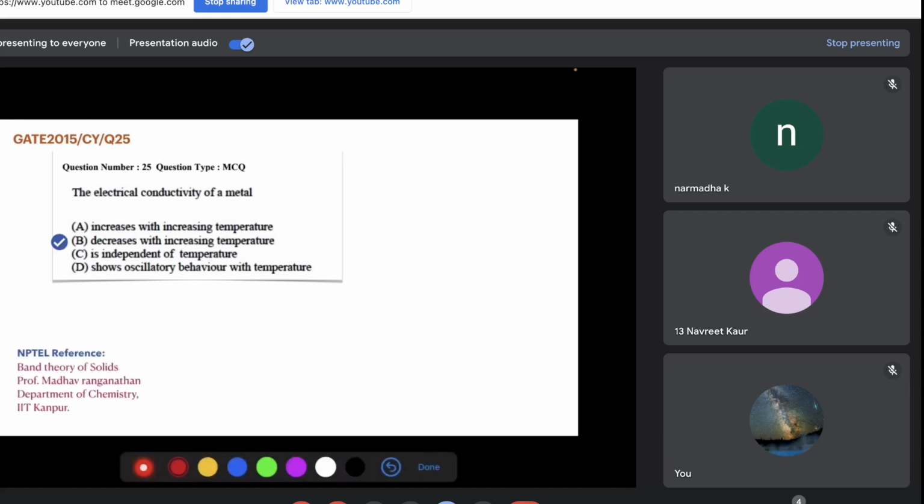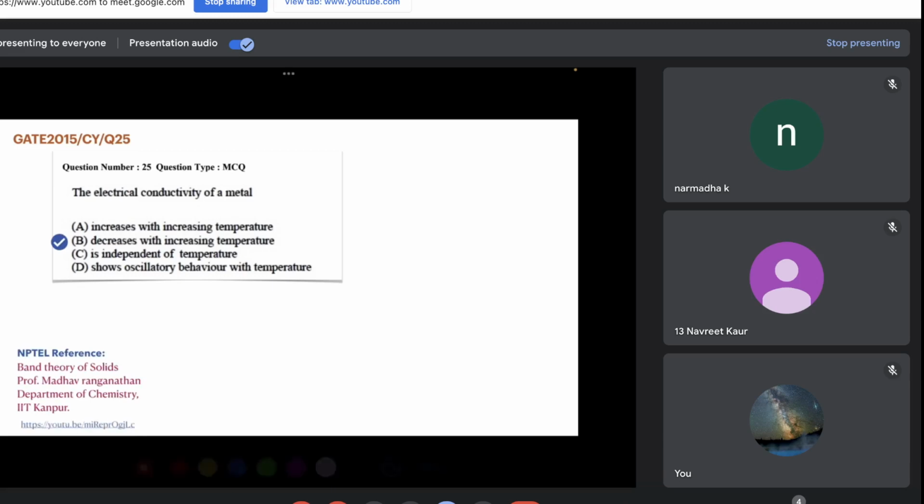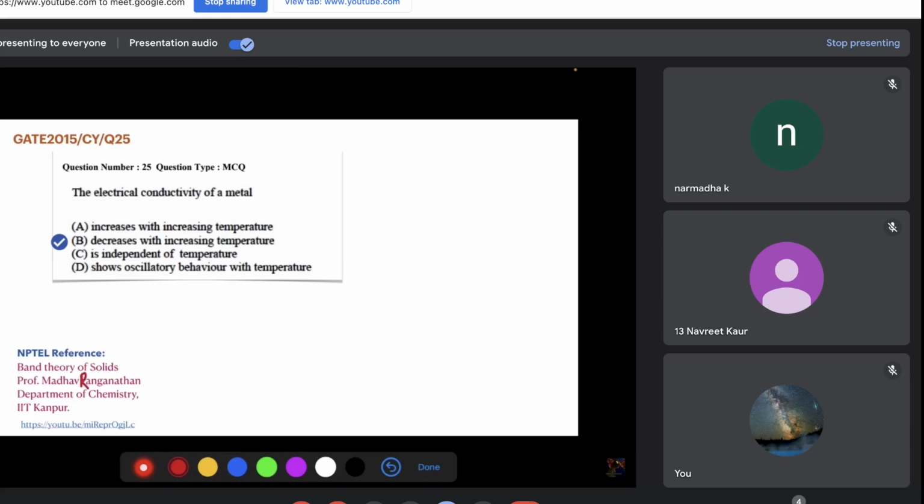So here is the NPTEL reference. I will recommend you to go through Band Theory of Solids by Professor Madhav Ranganathan, Department of Chemistry, IIT Kanpur. The link is given below. Thank you.